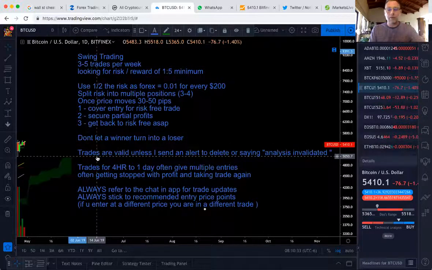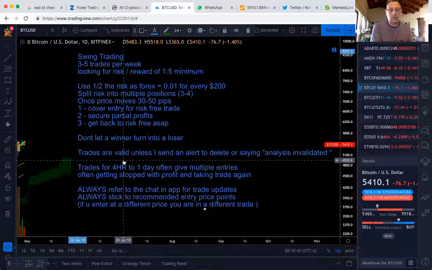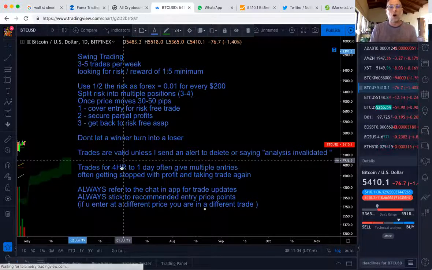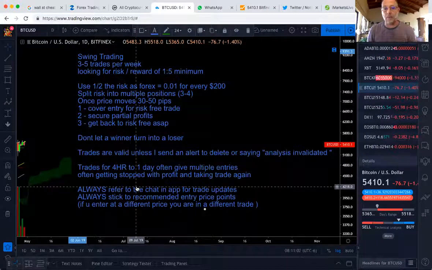Next thing, all the trades that I send are valid unless I send an alert saying delete this trade or the analysis has been invalidated, okay? The trades for a 4-hour time frame to a 1-day time frame often give us multiple entries, meaning that they often will move and then come back to our entry price. So a lot of times we are getting stopped out with profit and taking the same trade again, okay? And those trades are valid unless I send an alert that says, hey, this trade is invalidated or delete this trade setup, okay? Always refer to the chat in the app for trade updates.